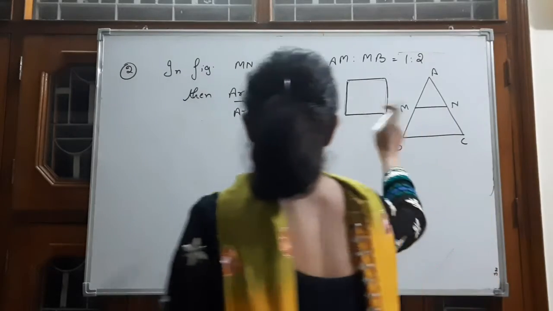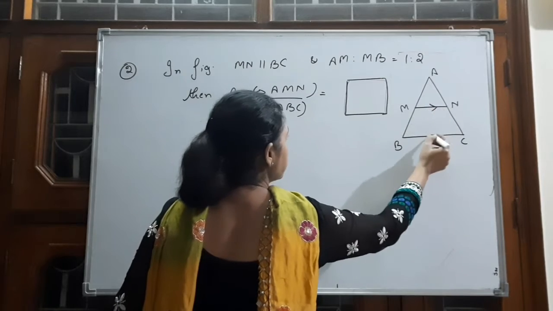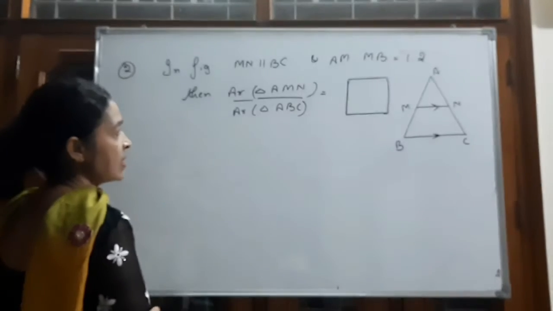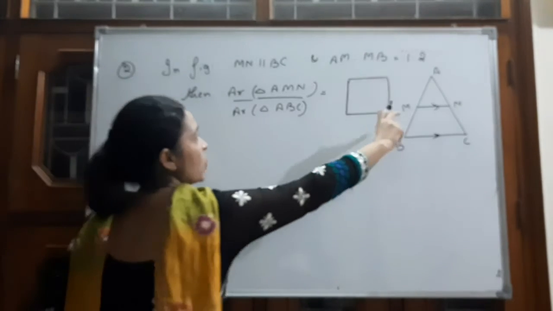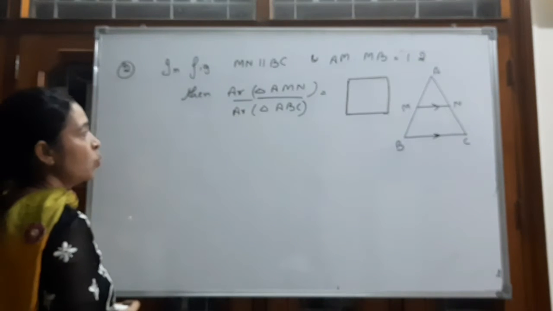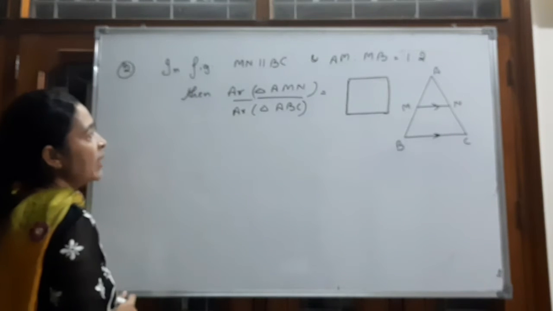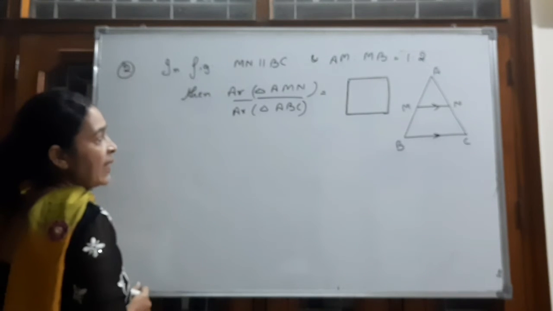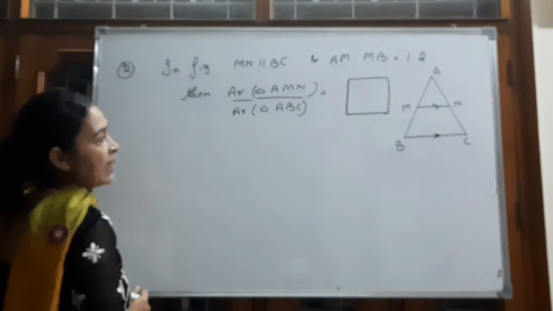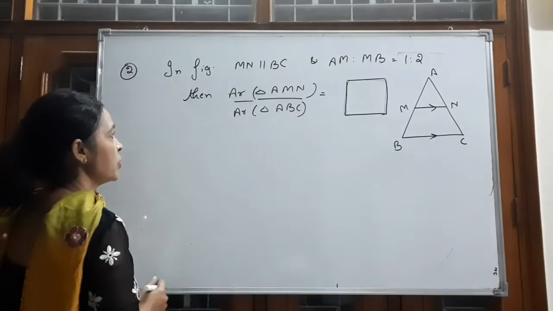In the figure, MN is parallel to BC, and the ratio AM to MB is given as 1:2. We have to find the area of triangle AMN upon the area of triangle ABC. We have to find the ratio.